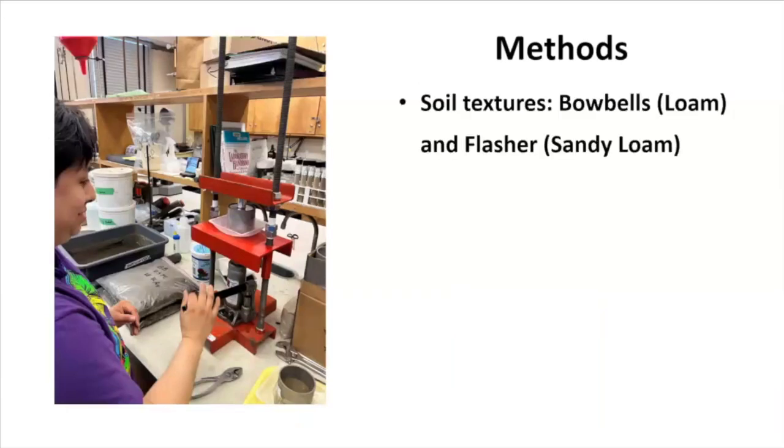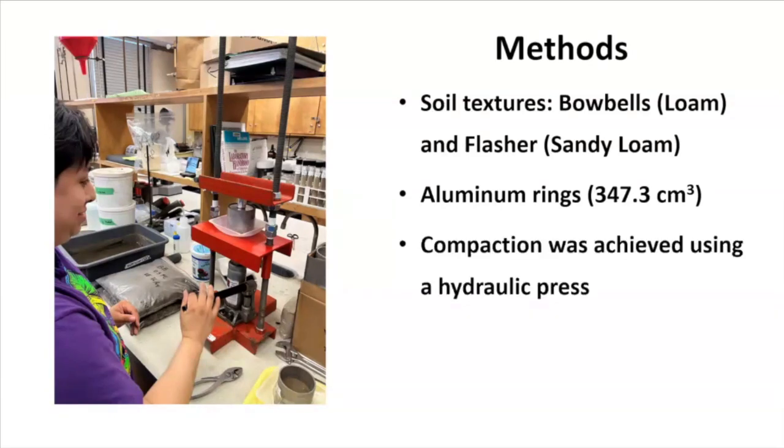So for each plant, the western wheatgrass and the oat, we had 2 soil textures: Bowbells, which is a loam, and Flasher, which is a sandy loam. We used aluminum rings, commonly used in bulk density measurements. We wetted our soils up to different percentages of field capacity, and then compaction was achieved using a hydraulic press, as shown in the picture.